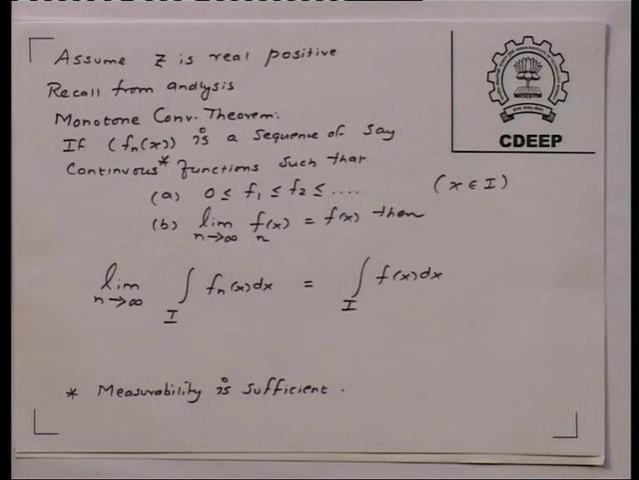What is the monotone convergence theorem from analysis? The monotone convergence theorem says that if you take a sequence of, say, continuous functions, let us stick to continuous functions because that is all that we really need here. You have a sequence of continuous functions which are non-negative, 0 less than or equal to f1 less than or equal to f2 less than or equal to etc. And the sequence converges pointwise to f, then passage to the limit under the integral sign is justified. This is the monotone convergence theorem.